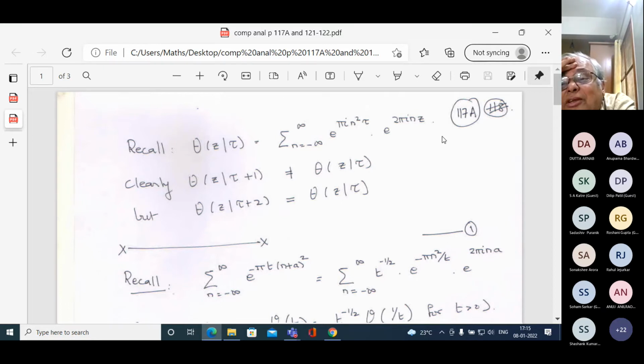I made a mistake here on page 117A. I should have said theta of (z, tau plus 1) is not this, but theta of (z plus 2, tau). I want theta of (z, tau plus 2) is equal to. So there's some mistake I've done here. I hope you'll just check out what this mistake is. Okay. So there's a mistake, I think. Tau plus 2, you get n squared plus 2. And then why is that equal to? Just wait a minute. Let me check this out. I've done some mistake here.